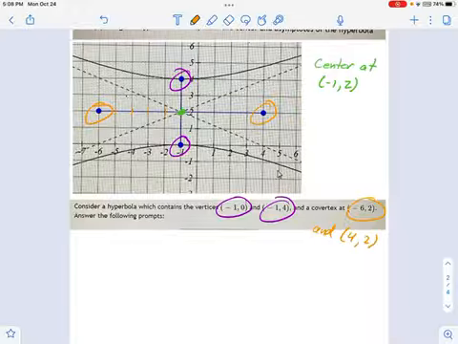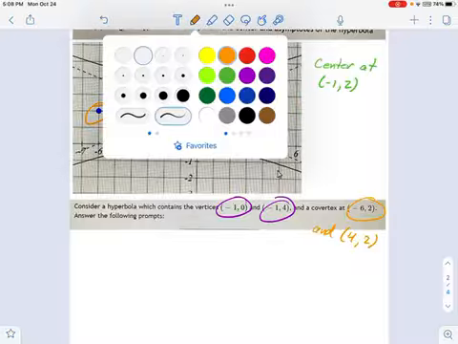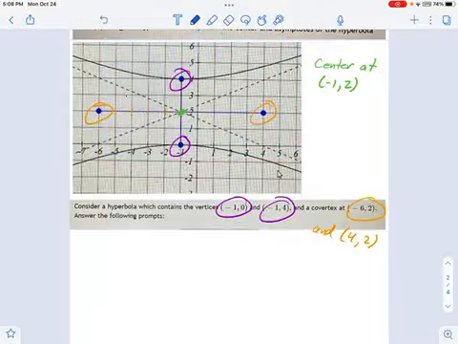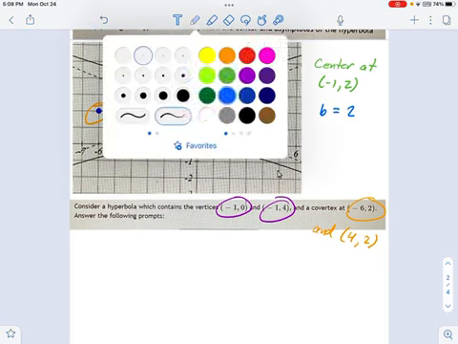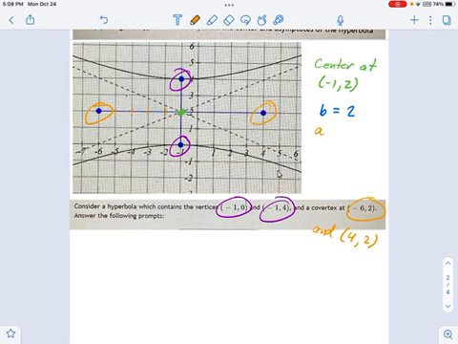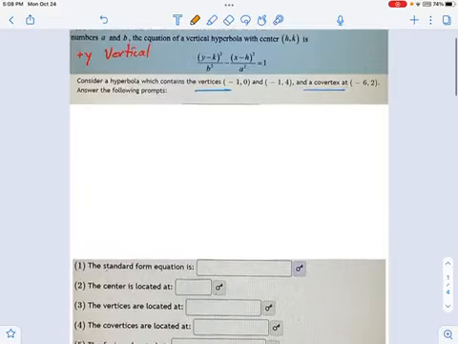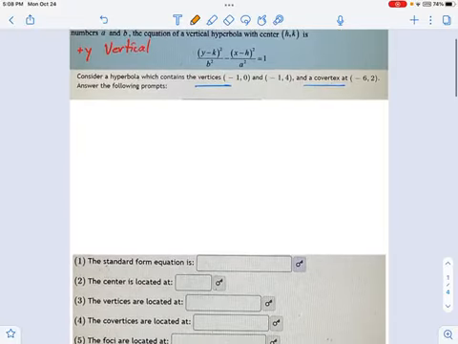Now, from that information, we have something very useful. For the vertices, we can see that B equals 2, right? The vertices are located 2 up and 2 down from the center. For the co-vertices, we can see that A equals 1, 2, 3, 4, 5, right? 5 to the left and right from the center. That's really useful information because up here we're told we need to put this in standard form. So we've already gotten B and A, and from the center we have H and K.